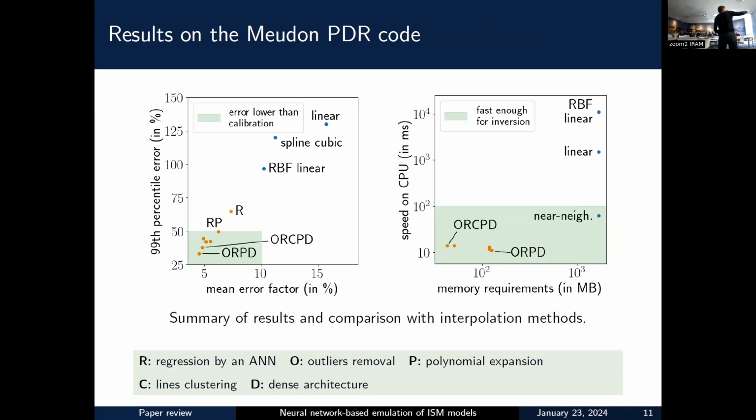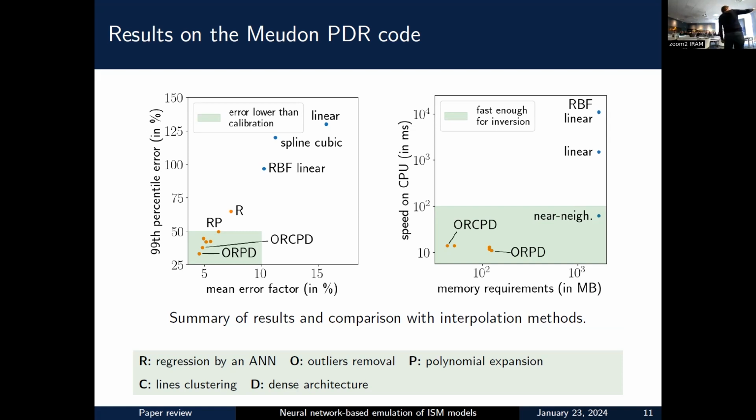So the first figures show two metrics: the mean error factor in percent and the 99th percentile error in percent. Why not the maximum error? Because in the data set, especially in the unseen data, there remain anomalies that we weren't able to detect, because we are not supposed to do anything on the test set. So we prefer to use this metric, which is more robust.